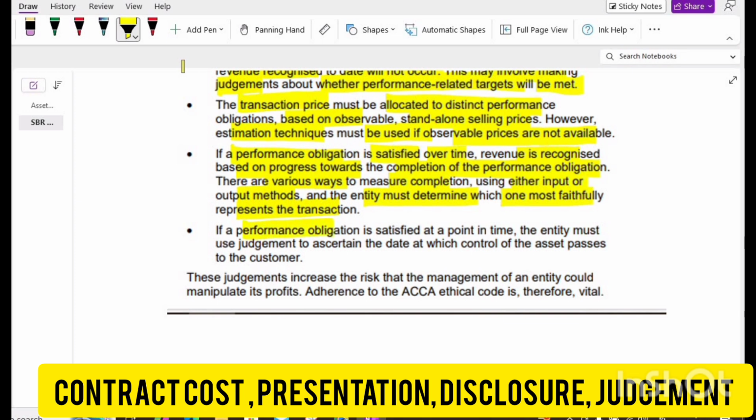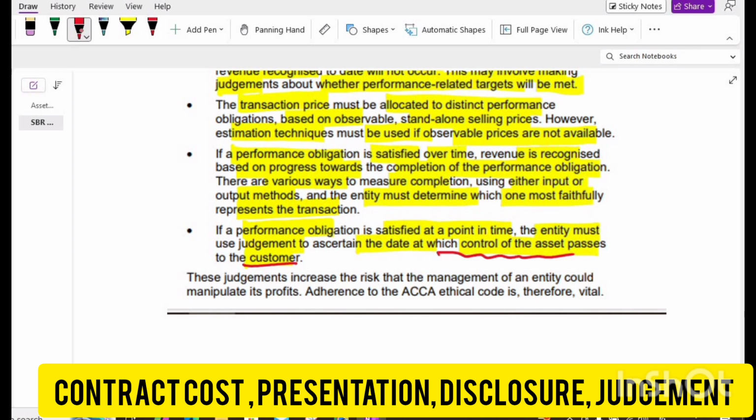Now, if the performance obligation is satisfied at a point in time, then the entity must use judgment to ascertain the date at which control of the asset passes to the customer. In simple terms, if the goods or services are delivered all at once, revenue is recognized when the customer gains control. So the judgment here is that management decides when the control passes to the customer. This is your judgment, when the control of the asset transfers to the customer. So there is a lot of judgment, and you know why judgment matters.